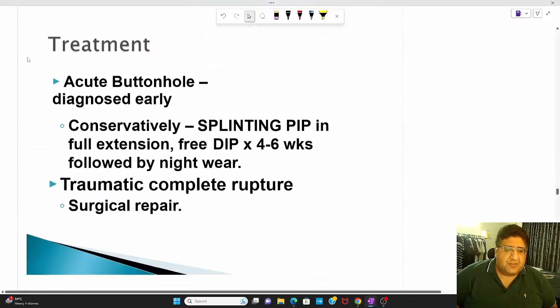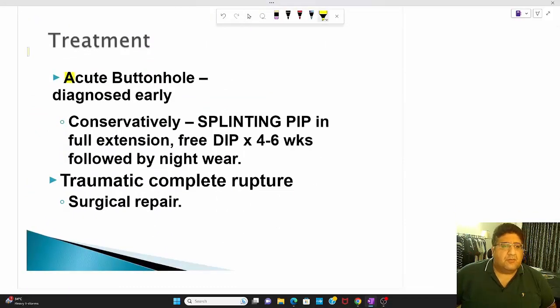Now, as far as treatment is concerned, acute buttonhole, when it happens, of course, it is diagnosed very early, and immediately splintage is done, and you splint the PIP in full extension, as much hyperextension as possible, and you free the DIP for 4 to 6 weeks. And of course, if it is a traumatic complete rupture, then there is no other option: surgical repair. So, friends, this was the purpose of teaching you this very interesting, important question called extensor apparatus.